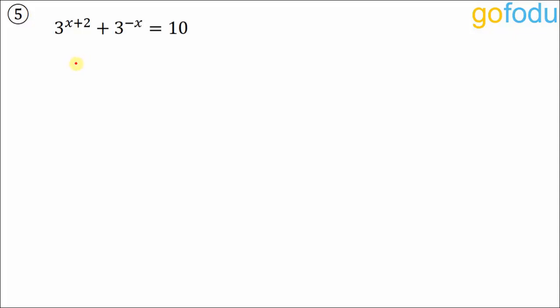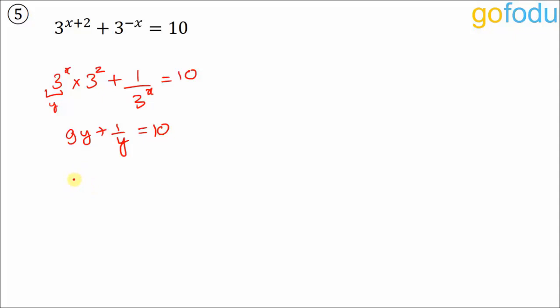Okay, this is the easiest of all the questions that we have solved till now. If you know the rules of exponent, this could be simplified as 3 raised to x into 3 square plus 1 upon 3 to the power x is equal to 10. And if I put 3 to the power x as y, this is 9y plus 1 upon y is equal to 10. The quadratic equation then formed will be 9y square minus 10y plus 1 is equal to 0.